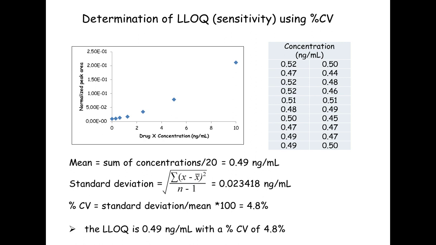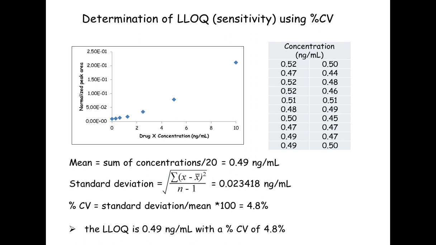Often, if I'm trying to determine the lower limit of quantitation of my method using %CV or imprecision, I'll run a low-end concentration curve. Here you can see that we ran a concentration curve from 0 to 10 nanograms per mil for drug X. You can see down near the bottom that the signal is not really distinguishable from noise of the instrument. You can't really see the signal higher than 0. So we would reckon that the lower limit of quantitation is probably somewhere in this area.